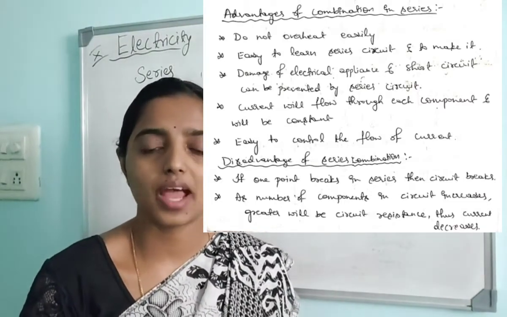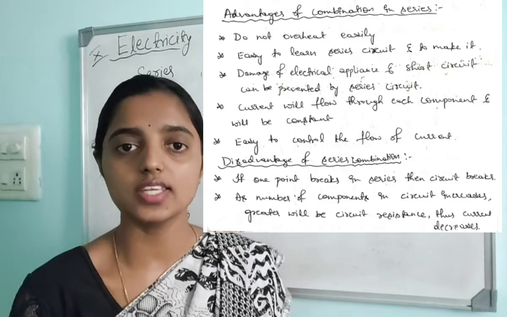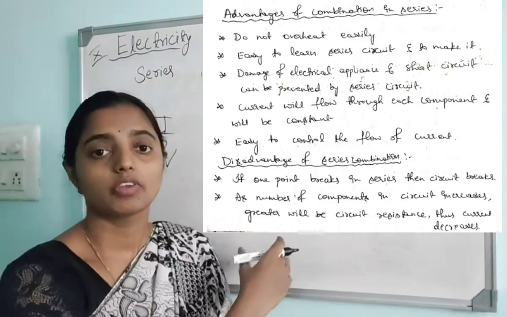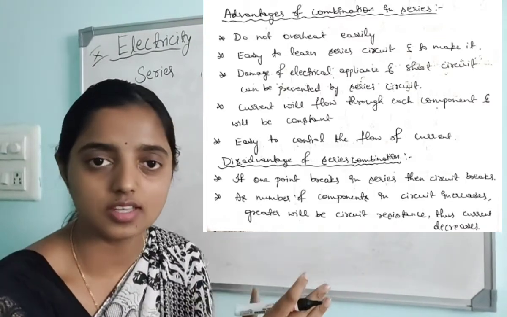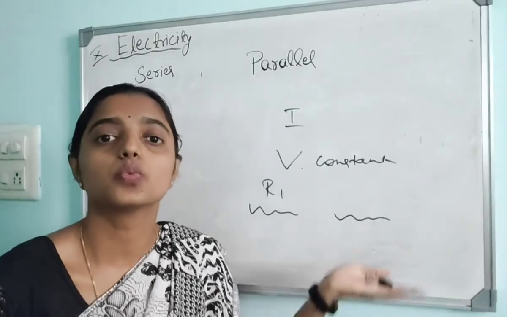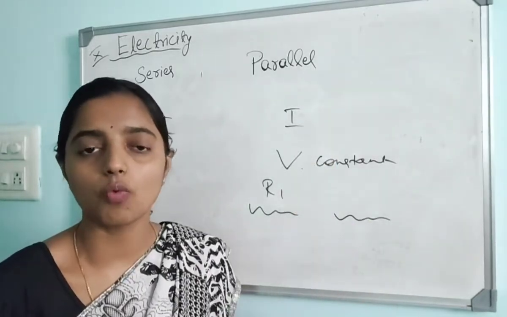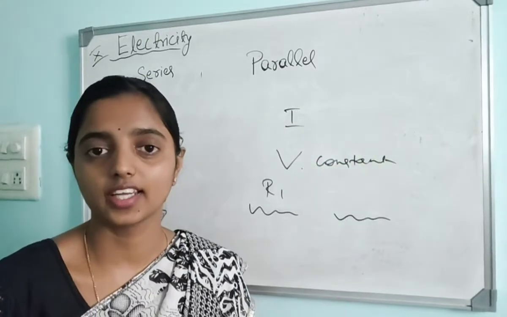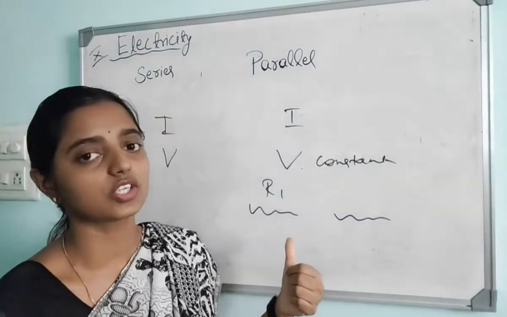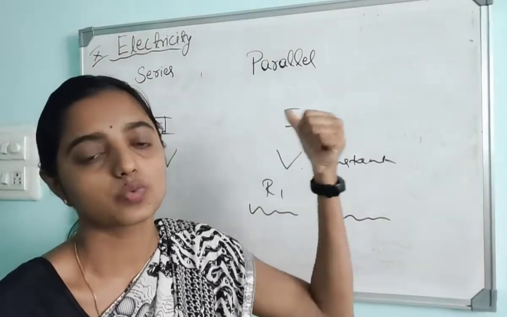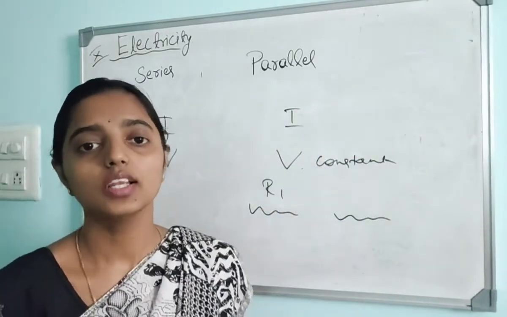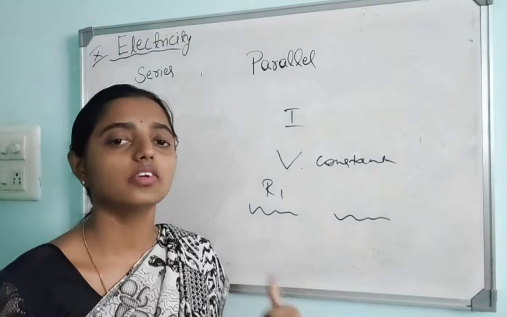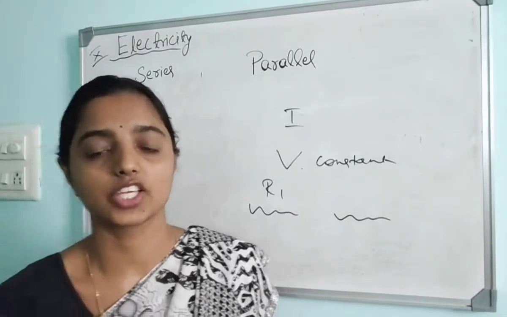And at the same time, as the number of components increases in series, resistance will increase. And we already know what happens to the current when resistance increases. Current will decrease. So in the series connection, as components increase, resistance will also increase and current will decrease. So this is another disadvantage of series connection.